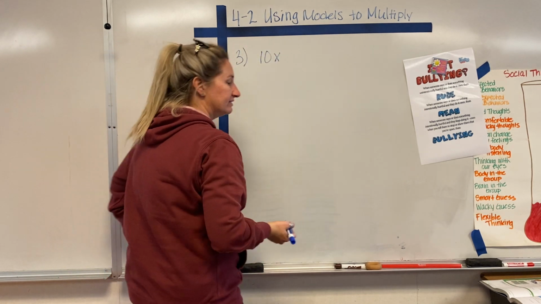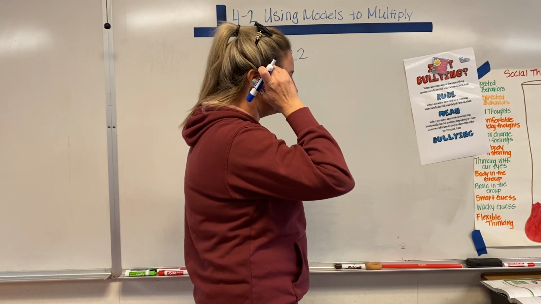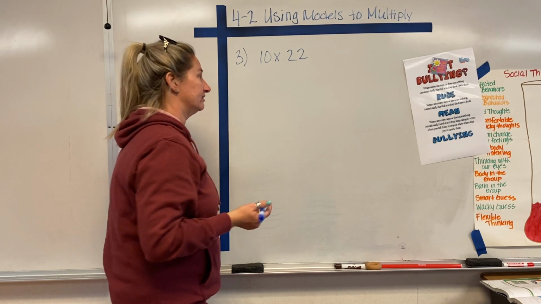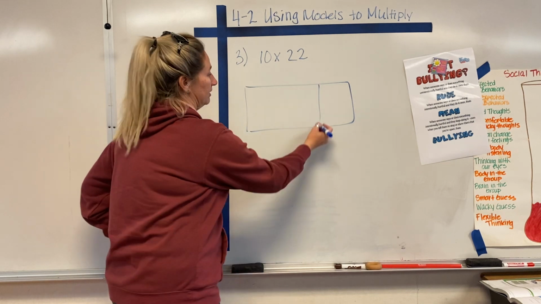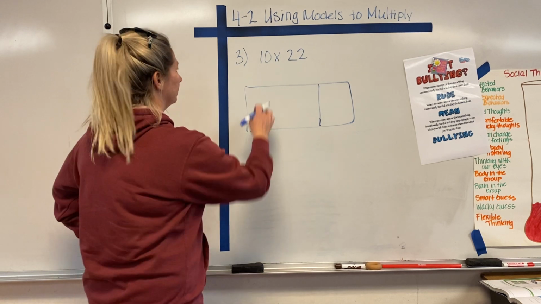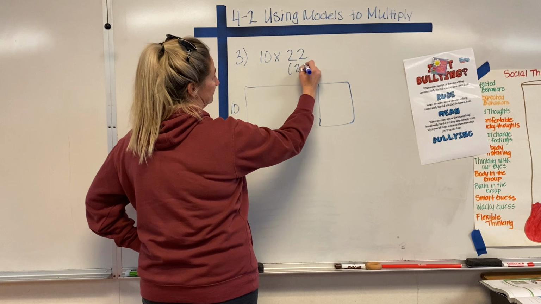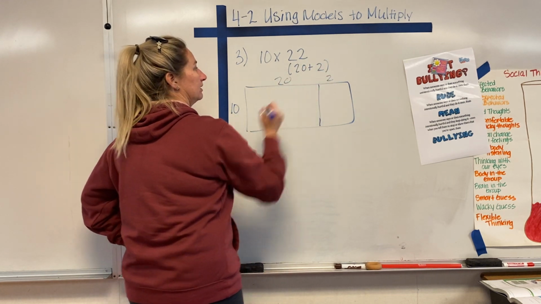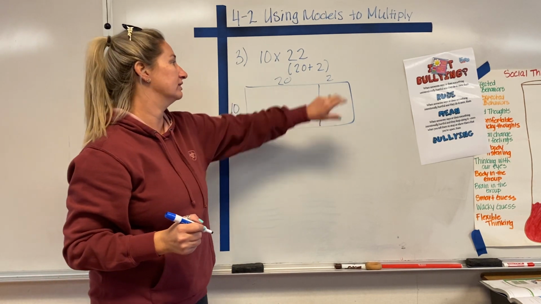Problem number 3 says 10 times 22, and they're using the box method. Okay, so they have a big box that looks something like that. They didn't put their numbers on the outside, but I'm going to. I'm going to put my 10 over here, and if I split 22 apart into its tens and its ones, I get 20 and 2. So 2 tens, so 20 for the tens and then 2 ones.